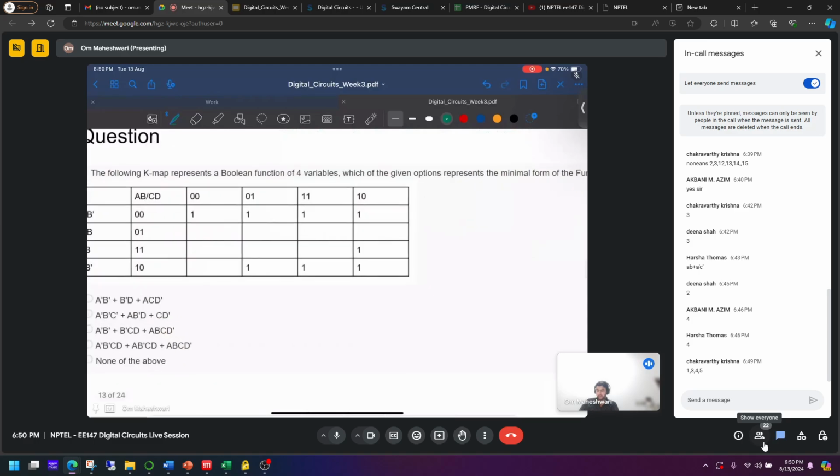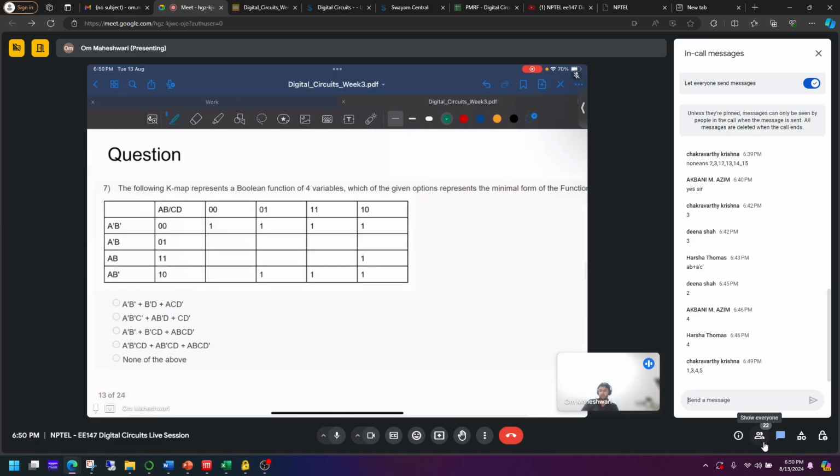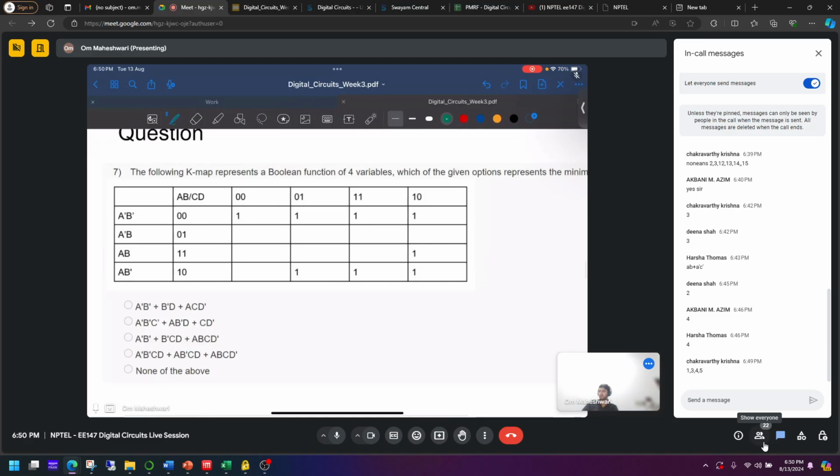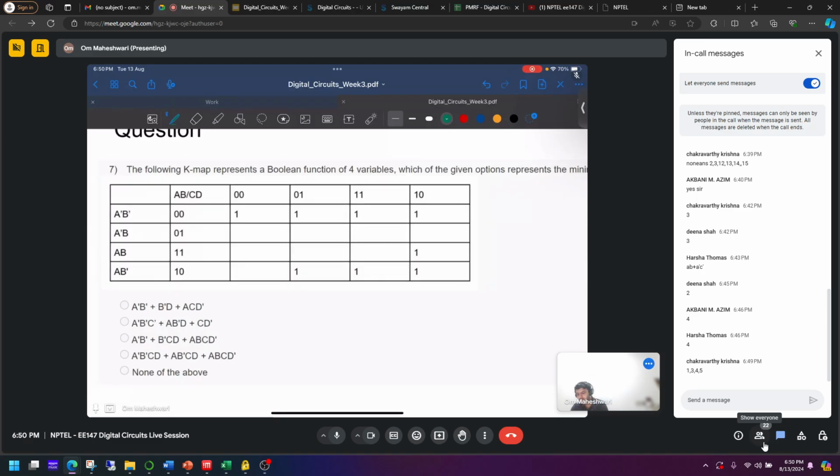Next question is, the following K map represents a Boolean function of 4 variables. What is the minimal form of the function? So they have already given you a drawn K map. You have to give the answer. So please attempt this. I will write the labels: A bar B bar, A bar B, A B, A B bar, and C bar D bar, C bar D, C D, C D bar. Now you can maybe solve it easily.